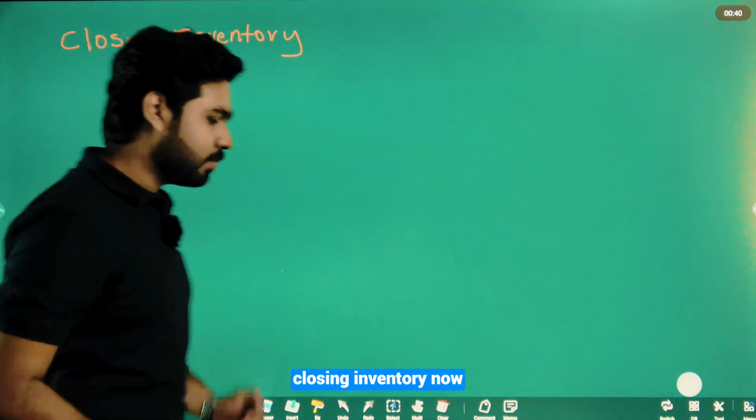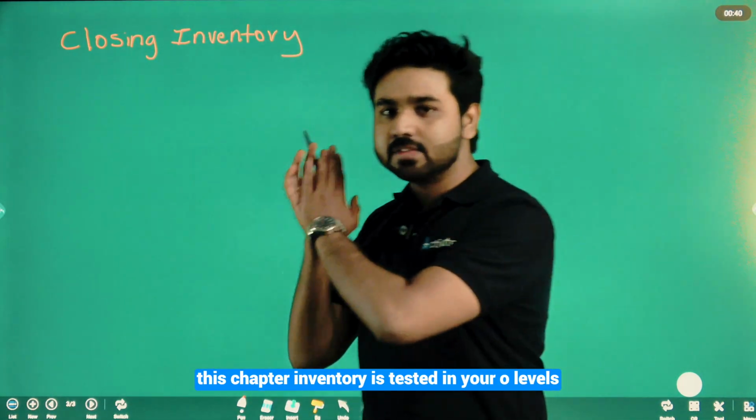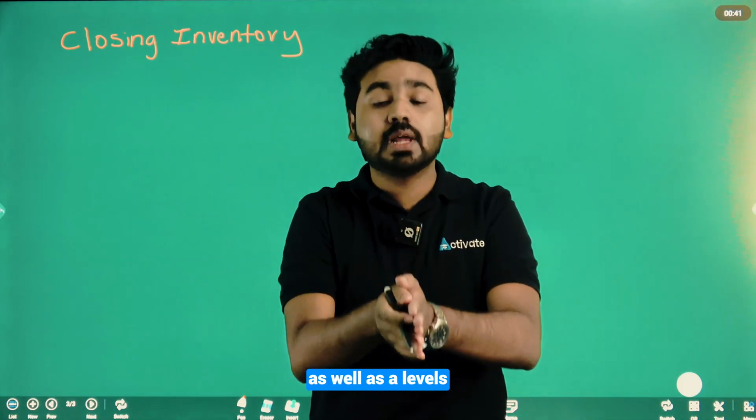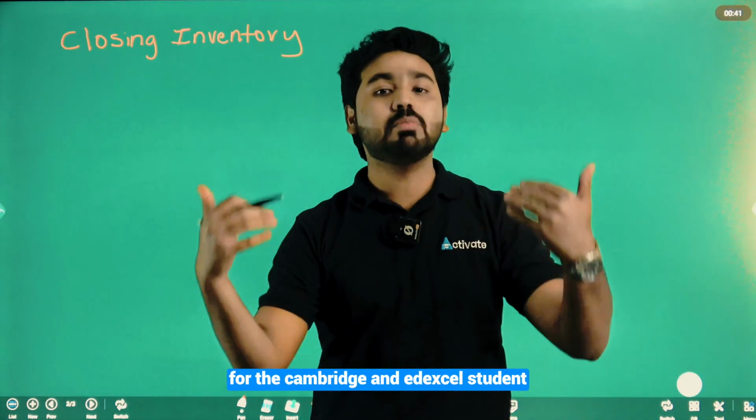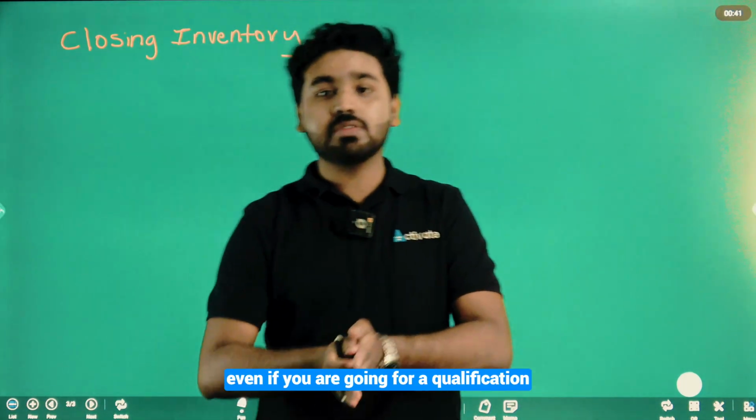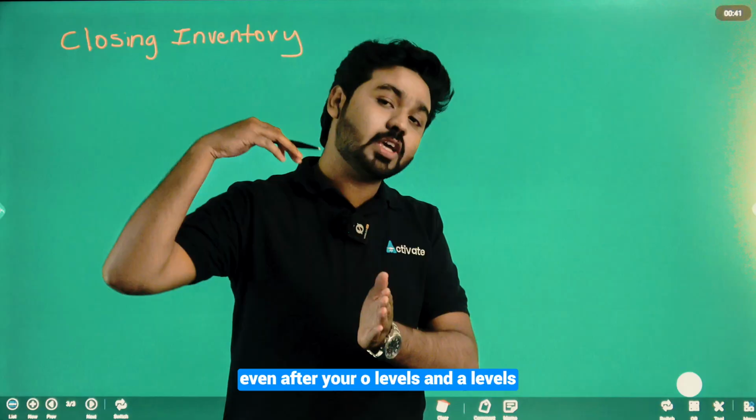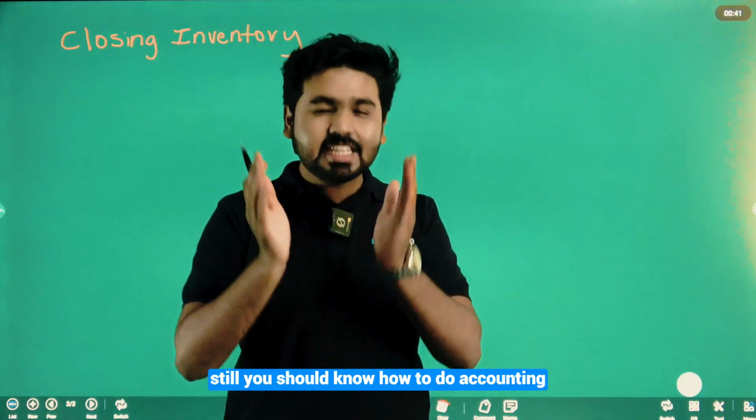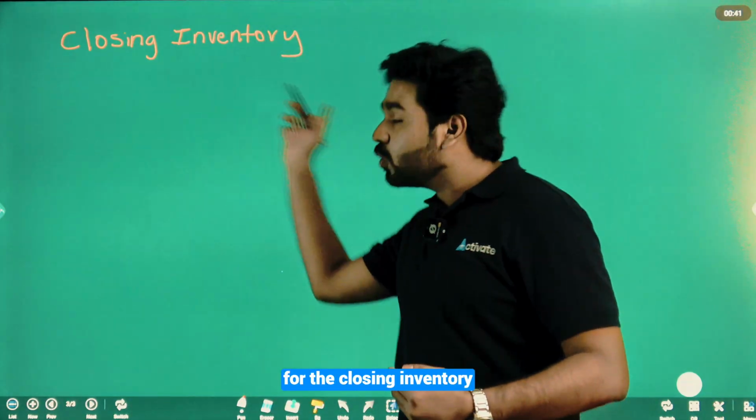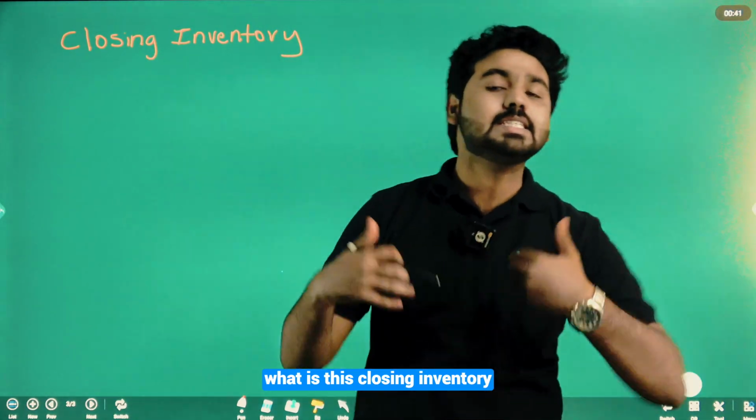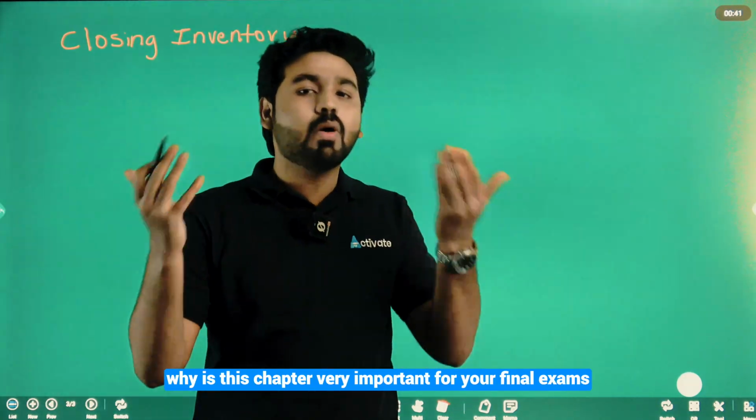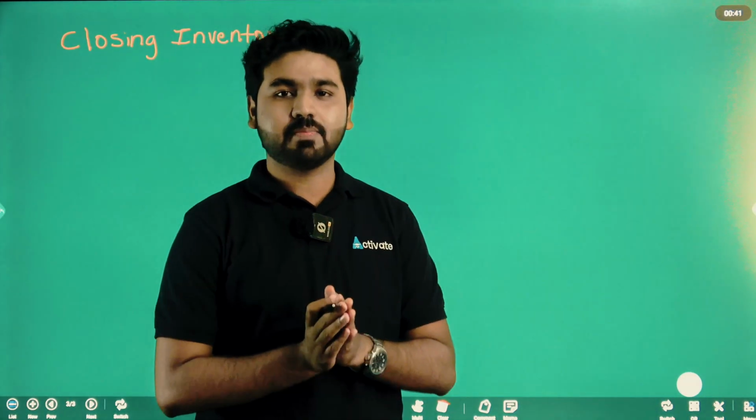Closing inventory. Now, this chapter inventory is tested in your O levels as well as A levels for the Cambridge and Edexcel student. Even if you are going for a qualification which is related to accounting, even after your O levels and A levels, still you should know how to do accounting for the closing inventory. What is this closing inventory? Why is this chapter very important for your final exams? Let me start.